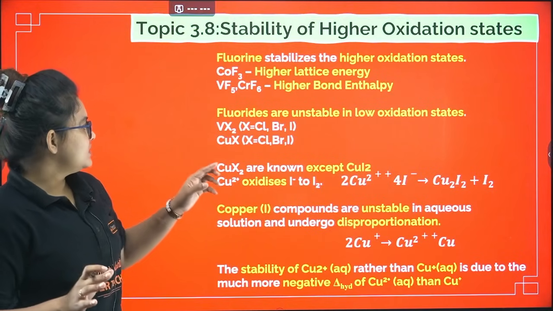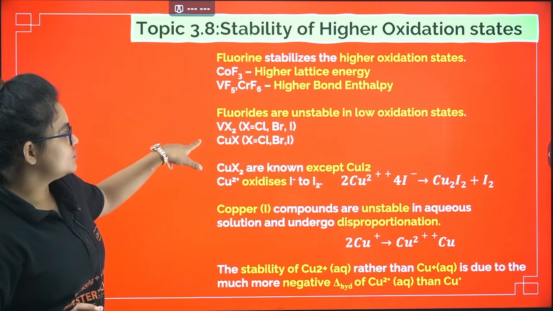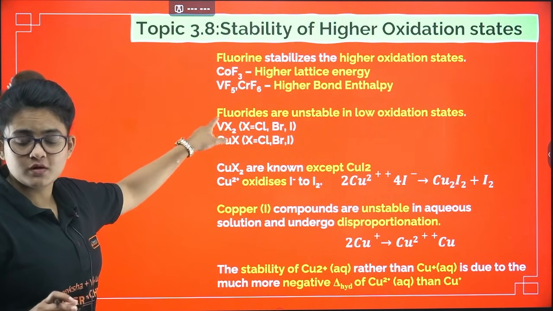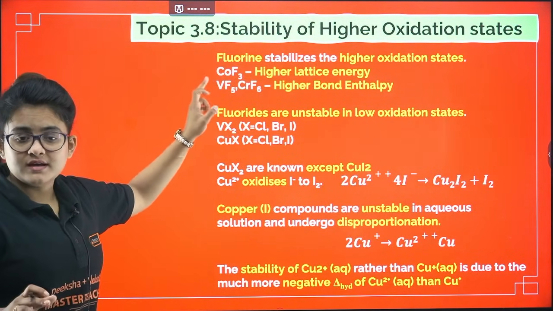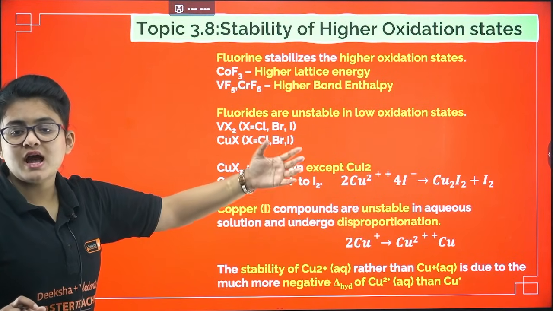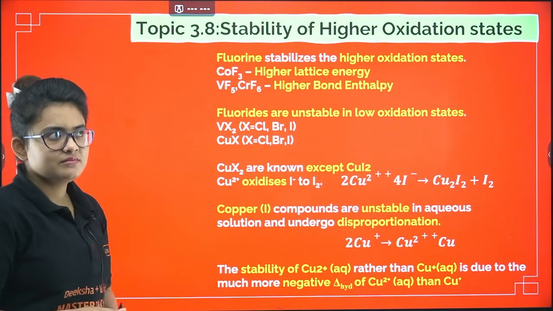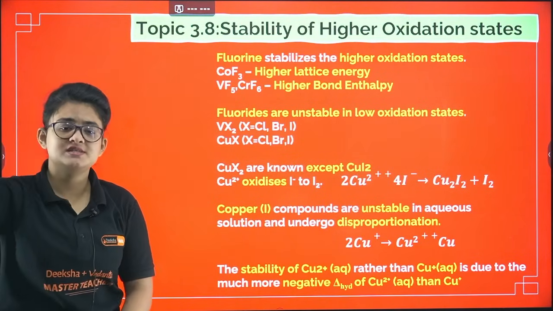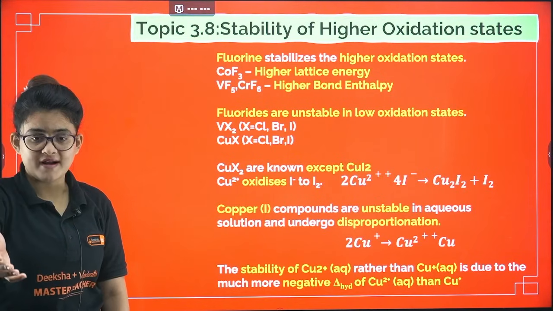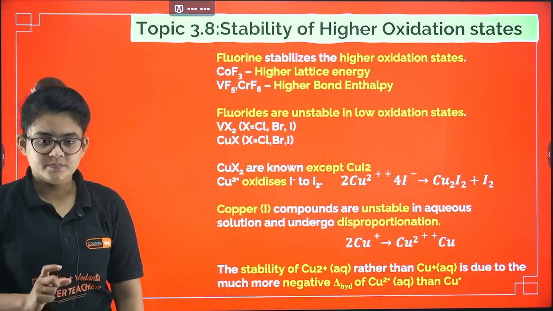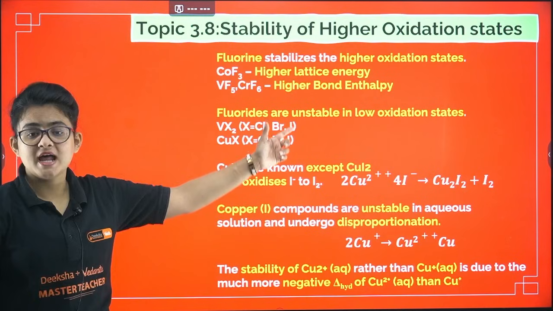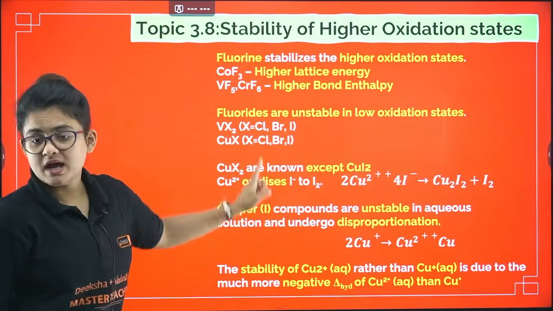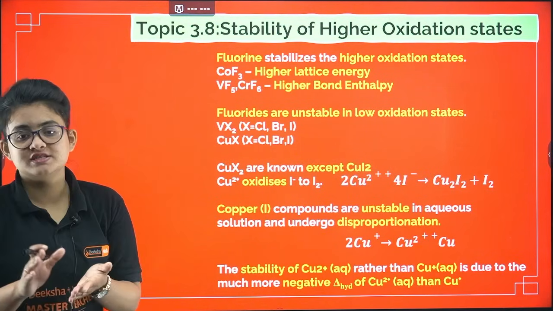Like you can take the example of VX2. Here X should be taken as chlorine, bromine and iodine. Means with vanadium, if you take chlorine, bromine and iodine, then you get the lower oxidation state, but in order to make the higher oxidation state complex compound for vanadium, you have to take fluorine only, or else some other halogens. For copper also, you have to take chlorine, bromine and iodine only because it is stabilized in low oxidation state only.